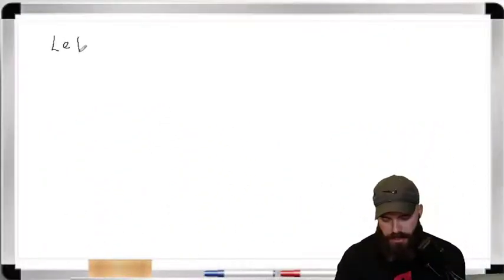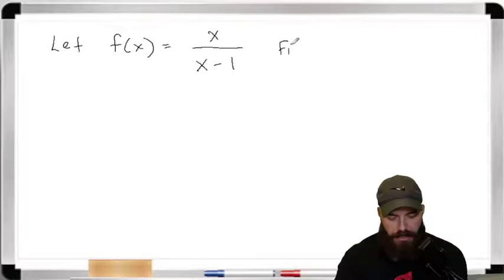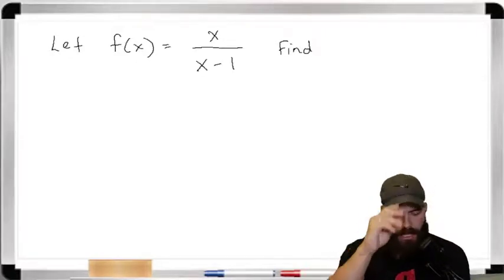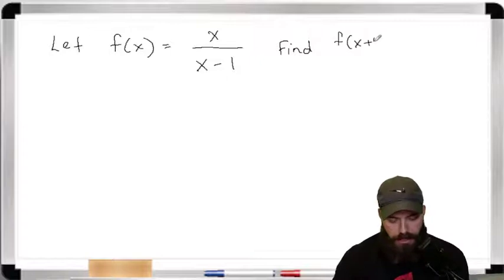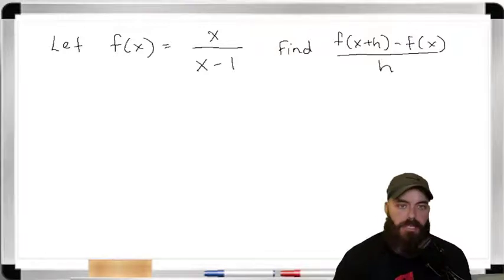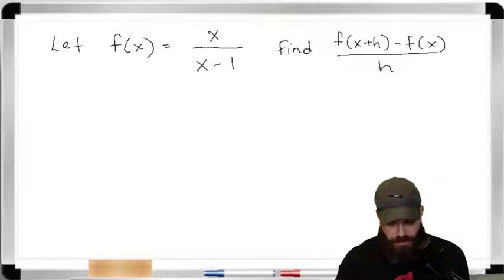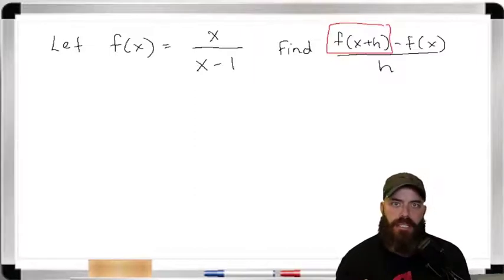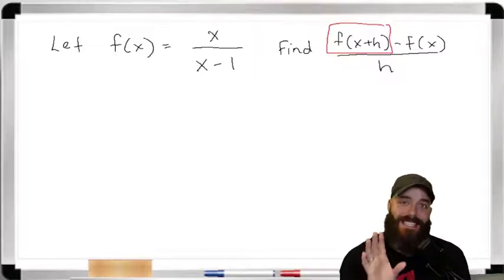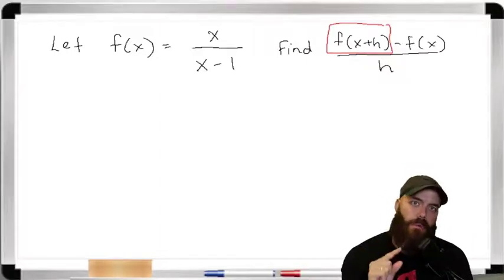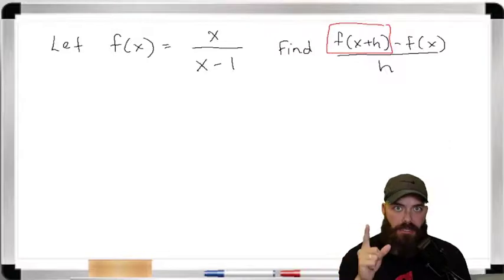Let f of x equal x over x minus 1. We want to find the difference quotient, which, if you remember, is f of x plus h minus f of x, all over h. So we want to recall what this notation means. This f of x plus h means that everywhere we see an x in our function, we substitute the expression x plus h. So let's go ahead and take care of that.